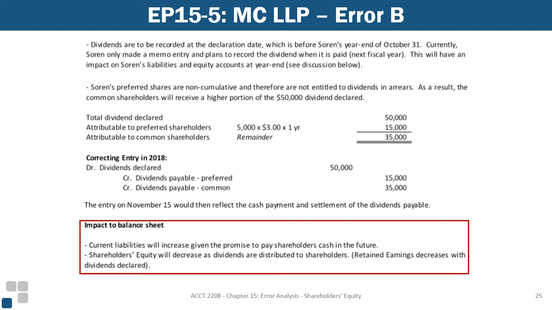So the balance sheet impact on this, of course, is the current liabilities will have to increase because of the promise to pay, and the shareholders' equity will decrease because the dividends are to be distributed to shareholders. And so the dividends declared basically is an offset. It's a temporary account which gets closed to retained earnings.